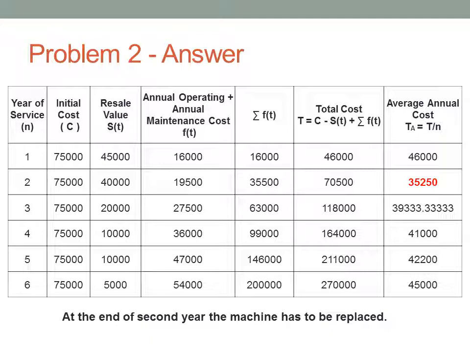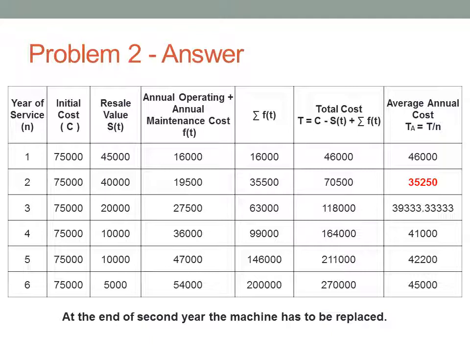And the next is sigma f of t. As usual, we need to find the cumulative cost. For the first year it is the same. For the second year we add the first year's value and the second year's value and put it here. Similarly, we find it for all the other years. And the next is the total cost. T is equal to C minus s of t plus sigma f of t, where C is 75,000 here, s of t is 45,000 and sigma f of t is 16,000. So for the first year the total cost is 46,000. Likewise, we find it for all the other years.